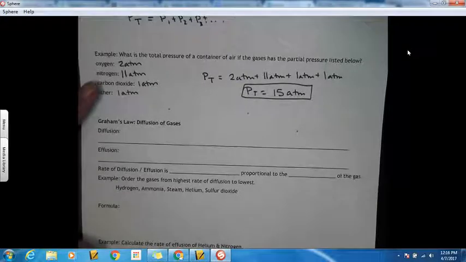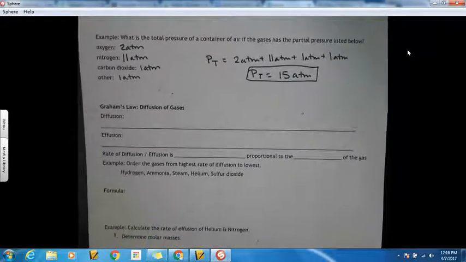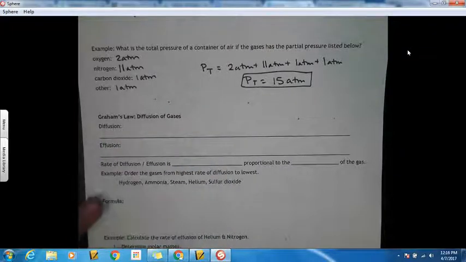Graham's law talks about the diffusion of gases. So what does this term diffusion mean? You've probably all heard of diffusers, right? You may even have some in your house. It makes your house smell good, right? And so diffusion is basically the motion of particles, the movement of these gas molecules, from a high concentration to a low concentration.